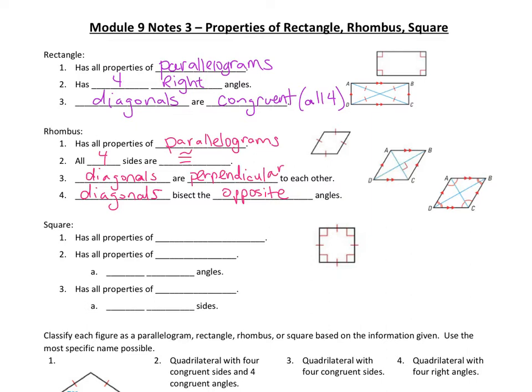The last special type of parallelogram that we're going to talk about is a square. And a square is going to have all the properties of parallelograms again. It is also a very more specific type of rectangle and a rhombus. So it's a combination of a rectangle and a rhombus. It has all the properties of a rectangle, being that they have four right angles. It will also have all properties of a rhombus, being that they have four congruent sides.